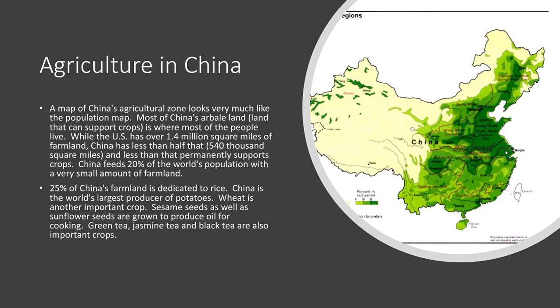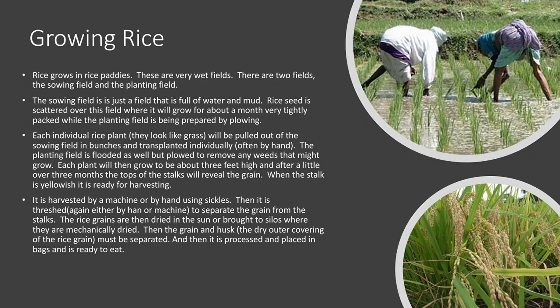So China is remarkably efficient in their use of their farmland. Now, growing rice, such a fascinating subject, and I love doing this every year, and I always have to re-up my knowledge on growing rice. First of all, rice fields are known as rice paddies. All right, those are the fields where they grow the rice, and those fields are split into two different areas.